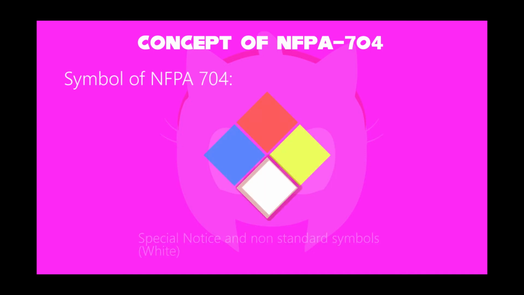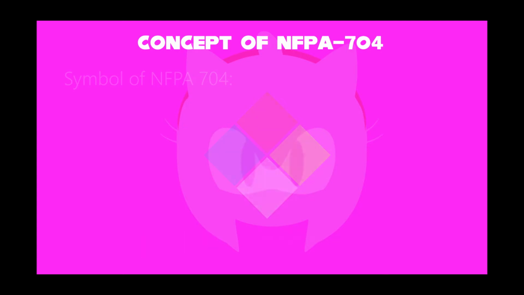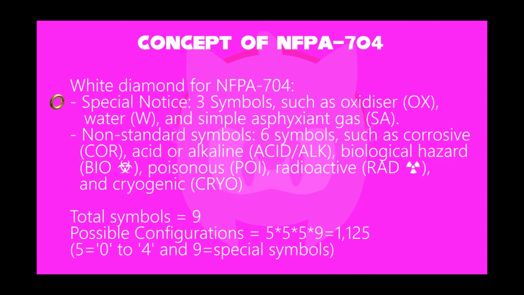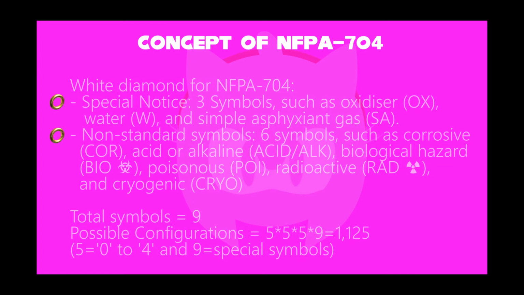Now the white diamond is for special notice and non-standard symbols. Special notice contains 3 symbols, such as oxidizer, water reactive, and simple asphyxiant gas. Non-standard symbols, on the other hand, include 6 types, such as corrosive, acid or alkaline, biological hazard, poisonous, radioactive, and cryogenic. So these are a total of 9 symbols on the white diamond. There will be 1125 possible configurations on NFPA 704.